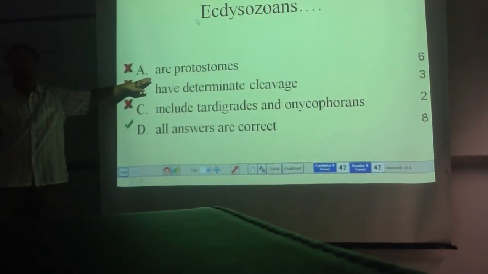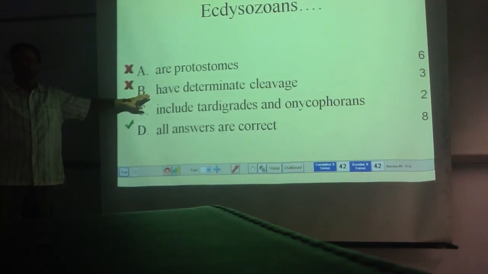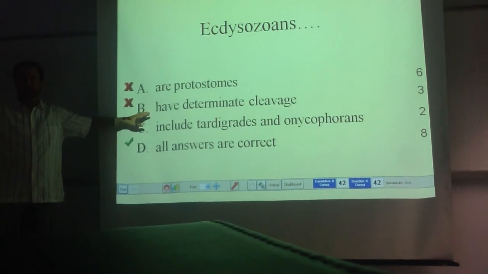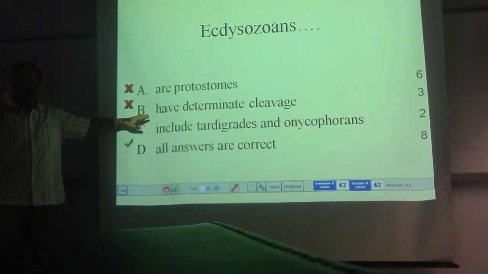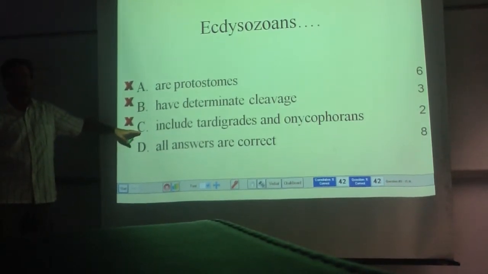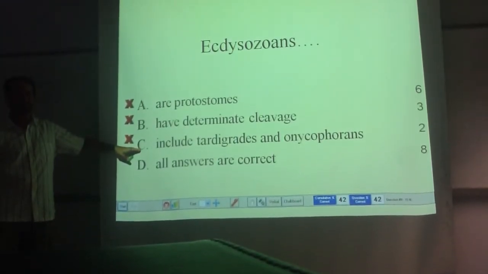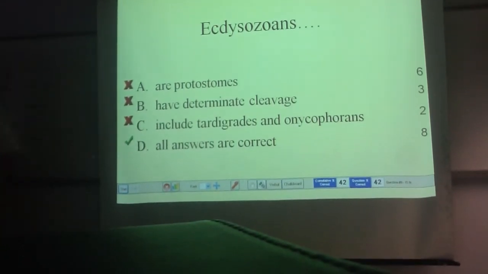Ecdysozoans are protostomes. What's the other major group of protostome animals? Lophotrochozoans. Don't they have determinate cleavage? I just showed you determinate cleavage in a nematode. What does that mean? Cell fates are determined on the first division of the zygote, right? They have idiosyncratic determinate cleavage, right? Tardigrades and onychophorans. I just showed you a picture of them, right? Why do you think I showed you a picture of them? Because I'm talking about ecdysozoans. They're ecdysozoans right along with arthropods and nematodes, right? So all of those are right.